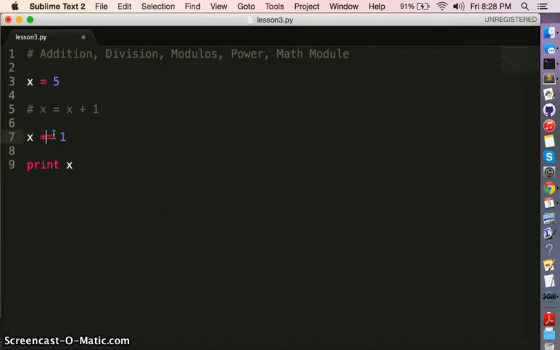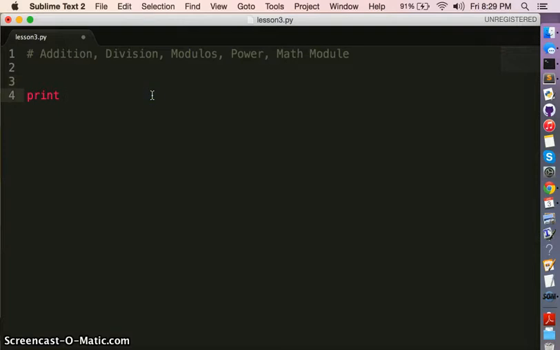Similarly, you can do x times equals something like 2, which would be the same thing as saying x equals x times 2. So I get 10. There's a whole bunch of types of shorthands that you can use, and it's just good to know that they exist. Now, the next operator we're going to talk about is division.